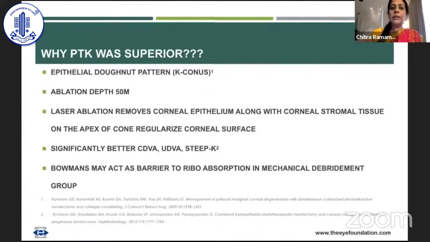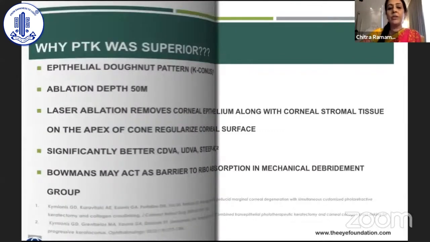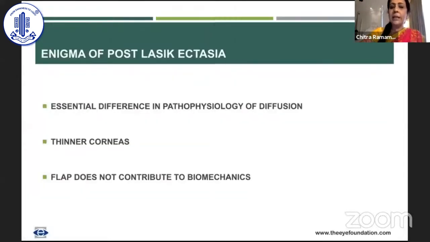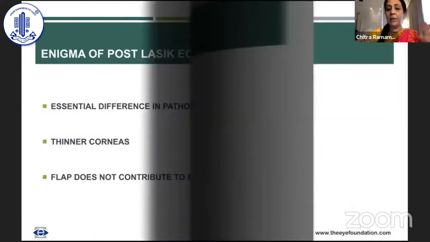We also found that the epithelium had a donut kind of pattern in keratoconus. So as against an epithelial debridement or alcohol usage, PTK seemed to be the way to do because it also removed the epithelium and the stroma and in fact regularized the cornea while doing a PTK, and this itself augured for the quality of vision. There was this enigma as far as post-LASIK ectasia was concerned, because there was an essential difference in the pathophysiology of diffusion in these thinner corneas. And we also knew that the flap did not contribute to the biomechanics.